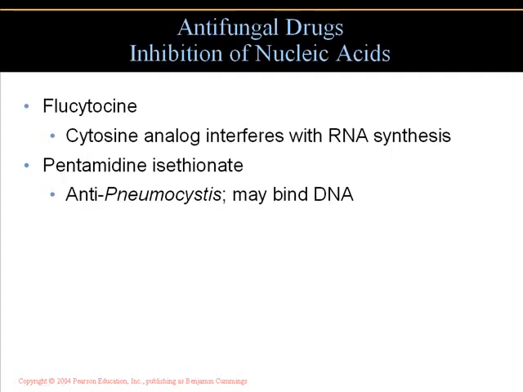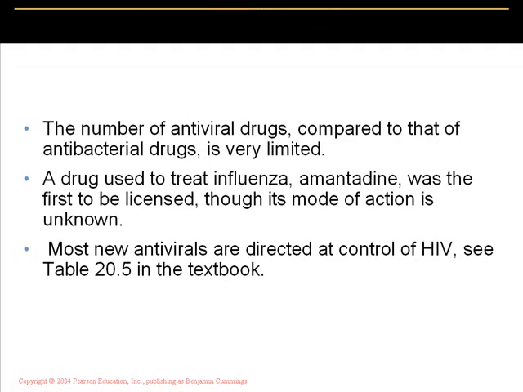Again, flucytosine, these are cytosine analogs. Pentamidine is used in the treatment of Pneumocystis carinii. There are a number of antiviral drugs, but compared to the antibacterial drugs, they are very limited. Among drugs used to treat influenza, amantadine was the first licensed, and its mode of action was unknown.